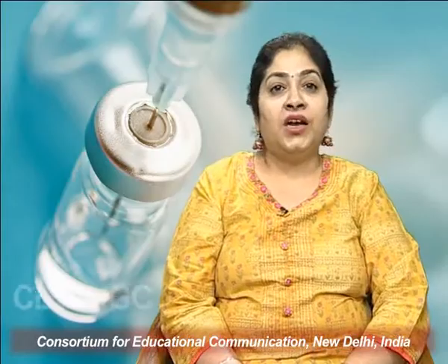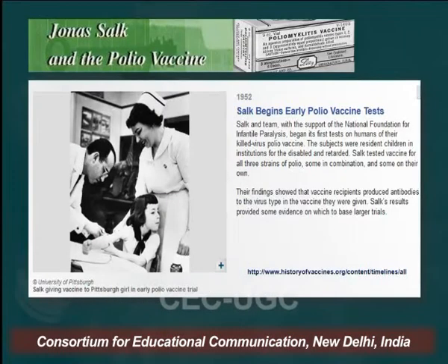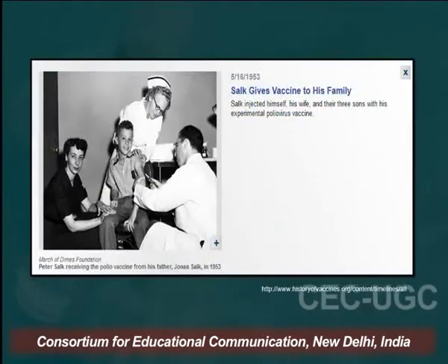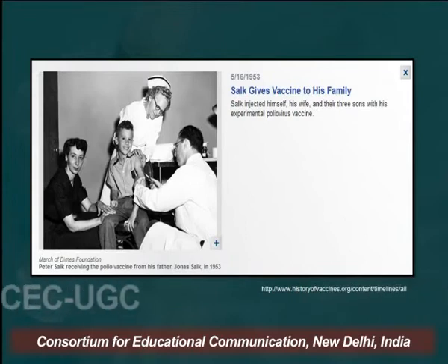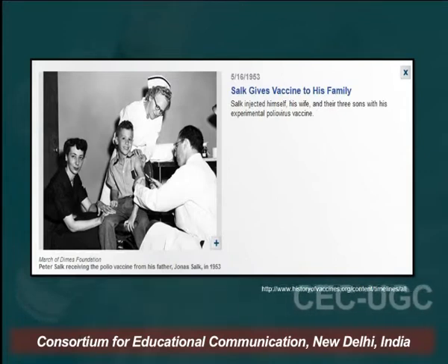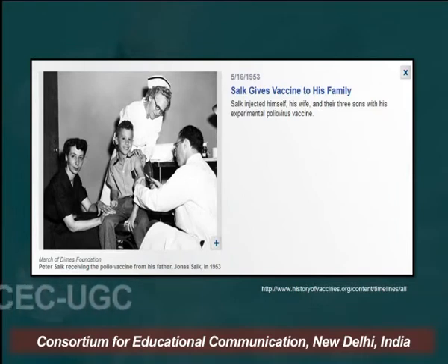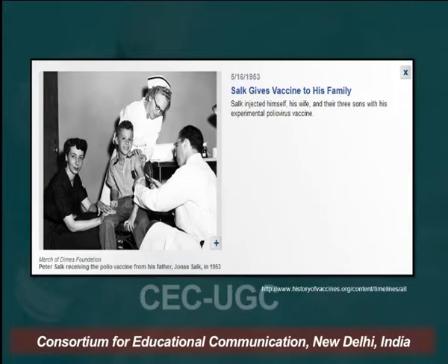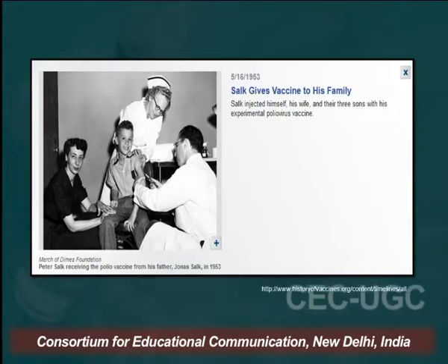Now, Jonas Salk and the polio vaccine. It is very important to talk about the polio vaccine. Salk began the early polio vaccine trial in 1962. He began with the trial of the Salk vaccine. He used the polio virus, killed it, and started injecting it into people. For the first time he used this vaccine only on his family. As you can see in the slide, it is his wife and his kid who are being injected with the Salk vaccine.